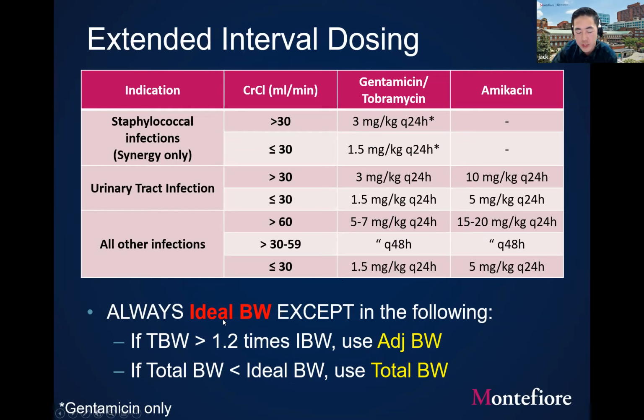The other thing to mention is that you use ideal body weight to dose aminoglycosides, except if patients are obese, then you'll use adjusted. And if they're underweight, you don't want to overestimate their dosing, so you'll use total body weight. I won't go into the dosing schemes too much, but you can see here that if the creatinine clearance is poor, you may even go to Q48, which is really sort of extended.